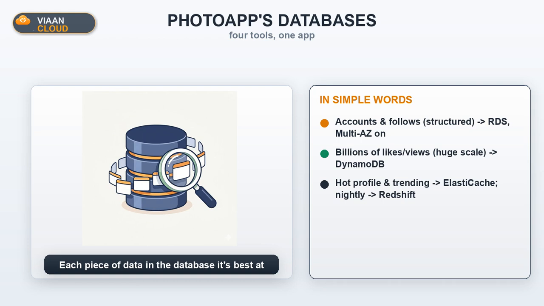Let's make it real with PhotoApp. The core data, user accounts, who follows whom, photo records, is structured and full of relationships, so that lives in RDS, a relational database, with multi-AZ switched on for safety.